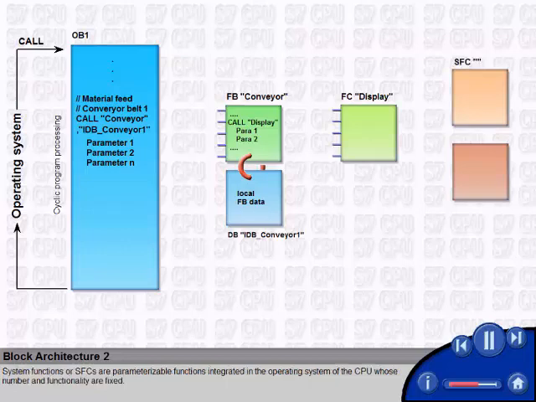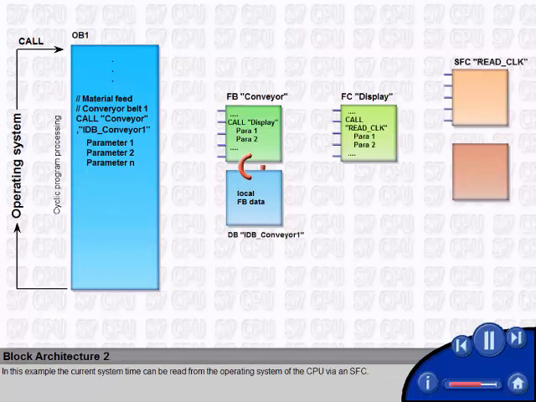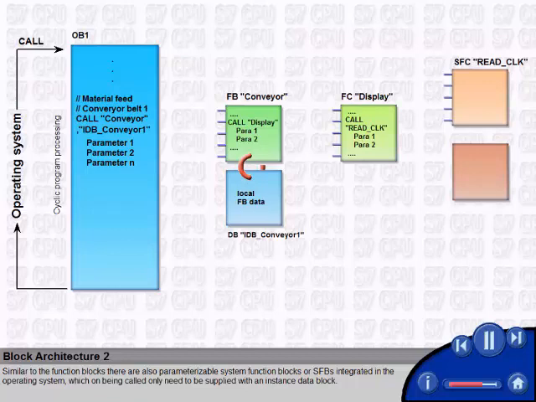System functions, or SFCs, are parameterizable functions integrated in the operating system of the CPU, whose number and functionality are fixed. In this example, the current system time can be read from the operating system of the CPU via an SFC. Similar to the function blocks, there are also parameterizable system function blocks, or SFBs, integrated in the operating system, which on being called only need to be supplied with an instance data block.